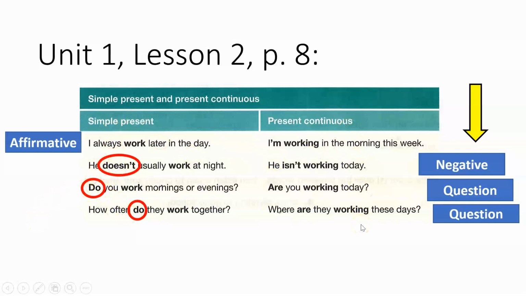When we come to the present continuous, we have he isn't working today. So that's the verb be. We have are you working today? And where are they working these days? So is and are are different forms of the verb be. And this is actually quite helpful if you can learn this and remember this. The simple present uses the helping verb do, and the present continuous uses the helping verb be. That's going to always be true, even though these verbs take different forms. Now let's get into a little bit more detail.